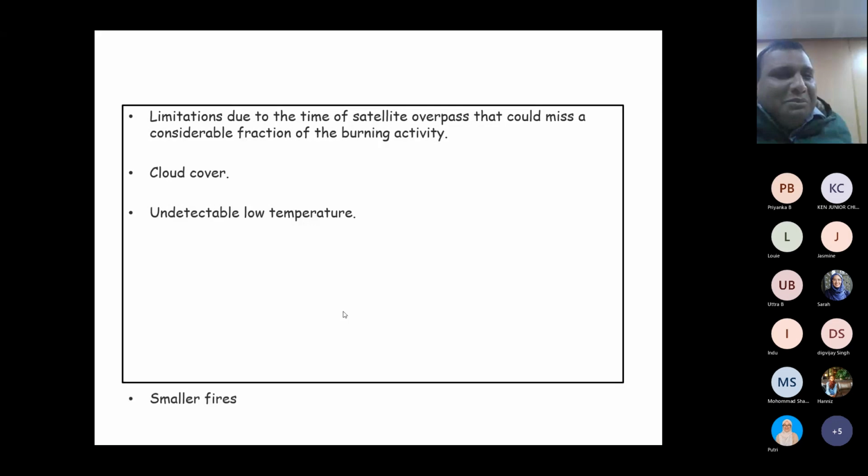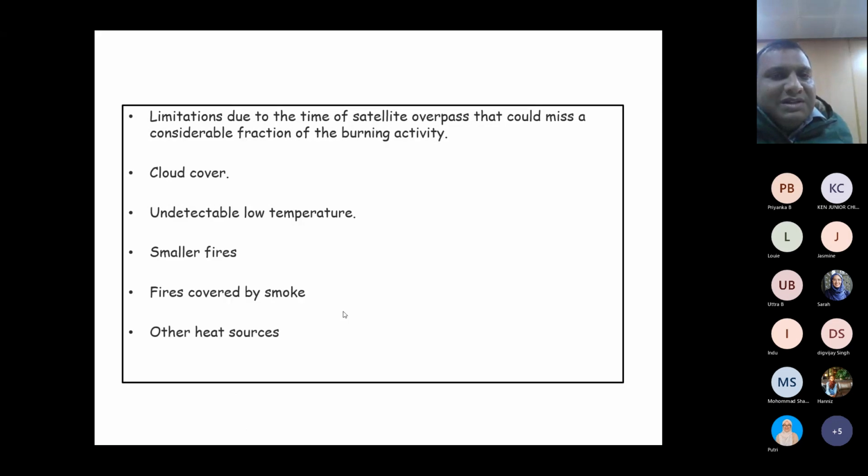But there exist some issues with that also. One is the limited passes, only 6 passes. The rest of the time, what will we do if fire happens? Cloud cover: sometimes the satellites cannot sense it properly. Sometimes low temperature, a smaller fire in the initial stages, but later on it would have become a bigger one, and fires covered by smoke and other heat sources. So these are the problems we have when the sensors may go wrong or may not sense the fire.